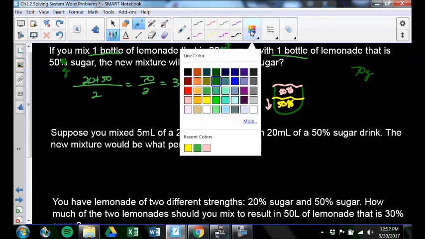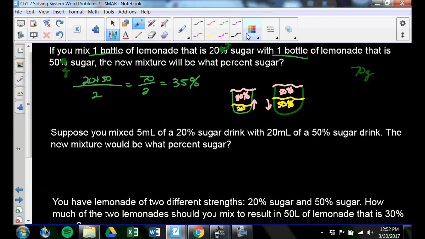Well, now we have a small bottle and a bottle 4 times bigger. So obviously, this one is going to have a much, much larger impact on the final results. So one way to do this problem is to figure out how much actual sugar is in each bottle. Like if we have a 5 milliliter thing of lemonade and 20% of it is sugar, well then how much actual sugar is in there?